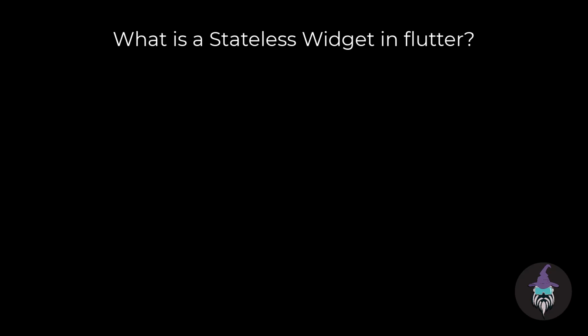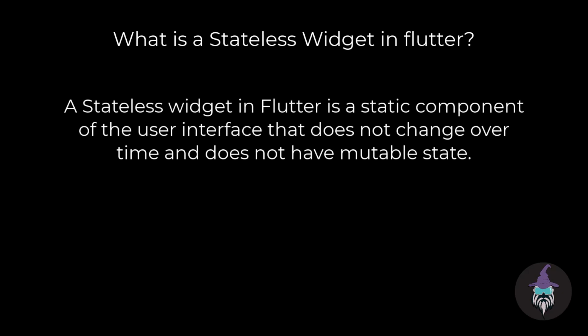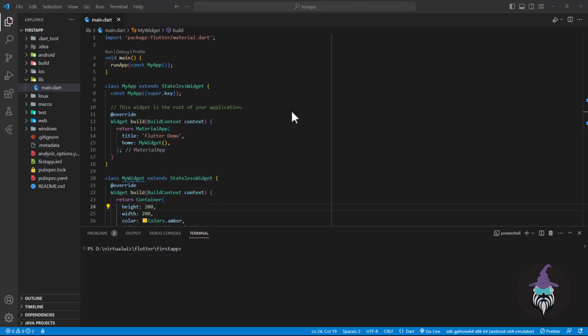Let's first look at what a stateless widget is in Flutter. A stateless widget in Flutter is a static component of the user interface that does not change over time and does not have mutable state. To put it simply, a stateless widget is like a snapshot of the user interface. It represents a part of your app's screen that doesn't change or react to users' interaction.